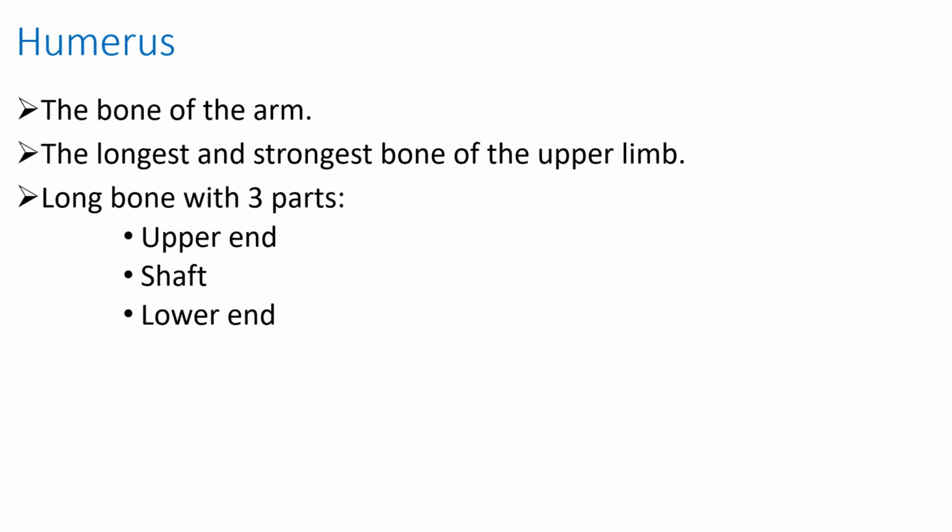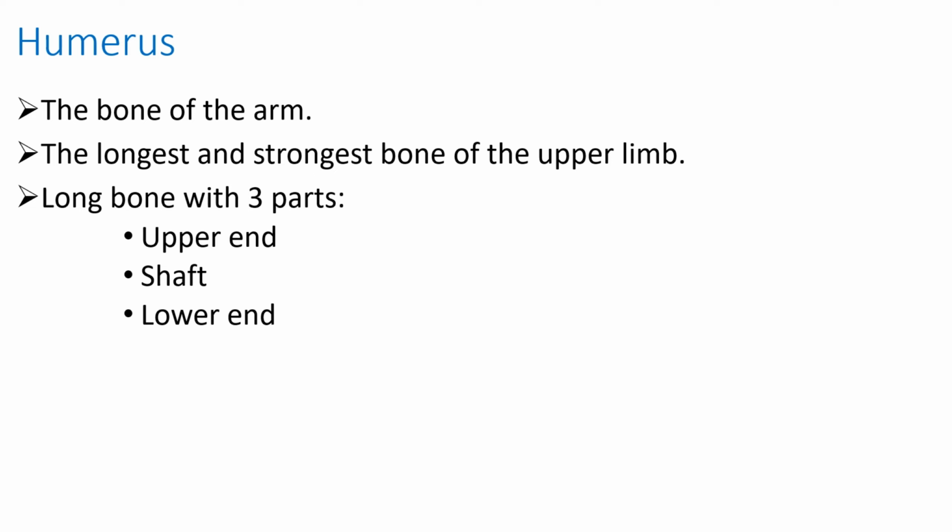Today in the osteology series, we are looking at the anatomy of the humerus bone. The humerus is a bone of the arm, and it is the longest and the strongest bone in the upper limb. So it is the longest and strongest bone in the upper limb, but not in the entire body.